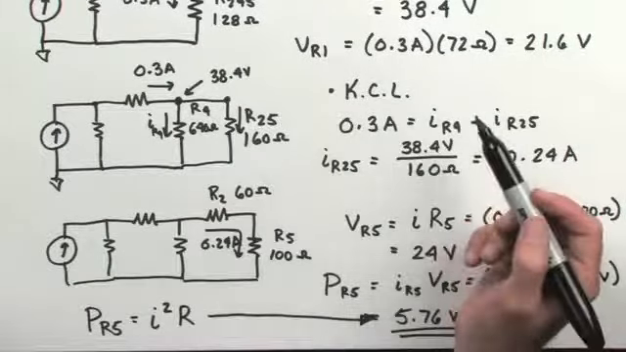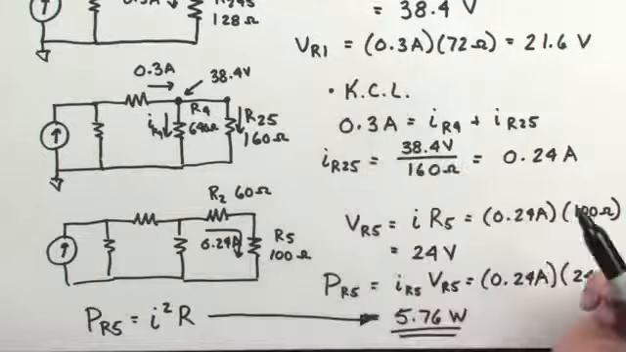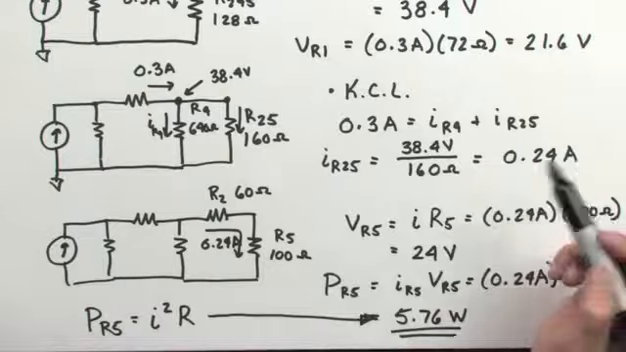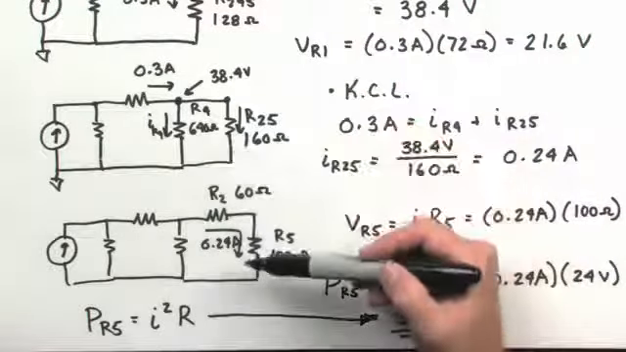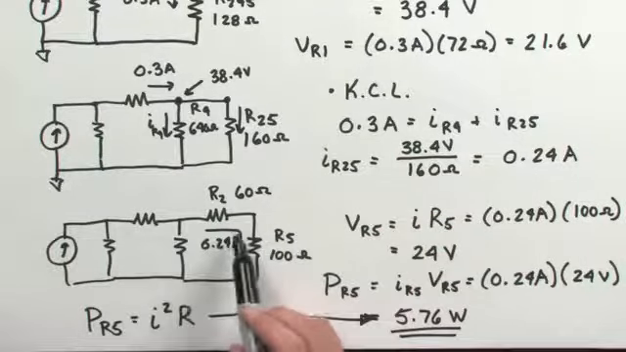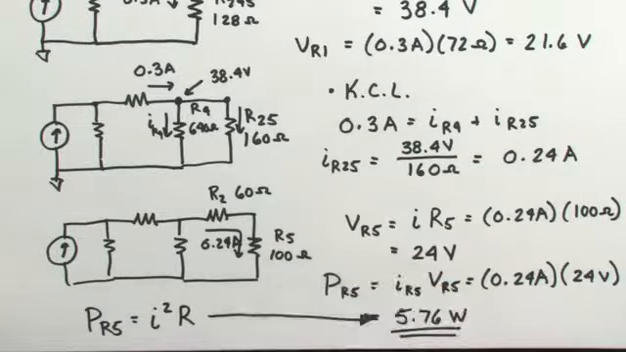By re-expanding the circuit using Kirchhoff's current law, Kirchhoff's voltage law, and Ohm's law, we were able to work our way back through the circuit to determine how much current and how much potential is developed across each of the resistive elements. Ultimately then we were able to come up with the amount of power that was dissipated by resistor 5.